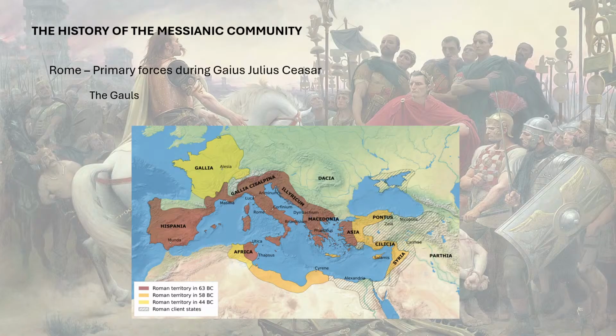So this second triumvirate was established between Octavian, the adopted son of Caesar, who, as I mentioned, would later take up the name Augustus Caesar, and then Mark Antony and Lepidus.